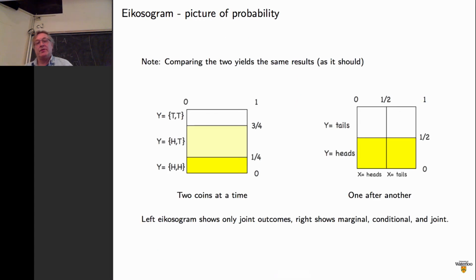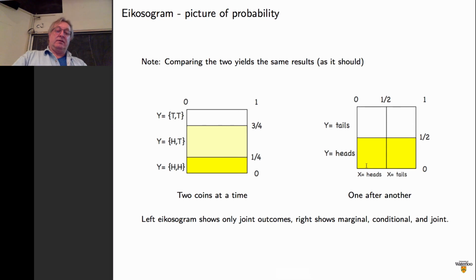All right. So the two different representations here, depending on how y is defined, these identify, if you're only interested in these three events, you can get them from both of these eikosograms. However, from this one, you can get the whole joint distribution. So this is the joint distribution of both of these coin tosses. This, you don't have the whole thing. You've just got the probability distribution of these three events.